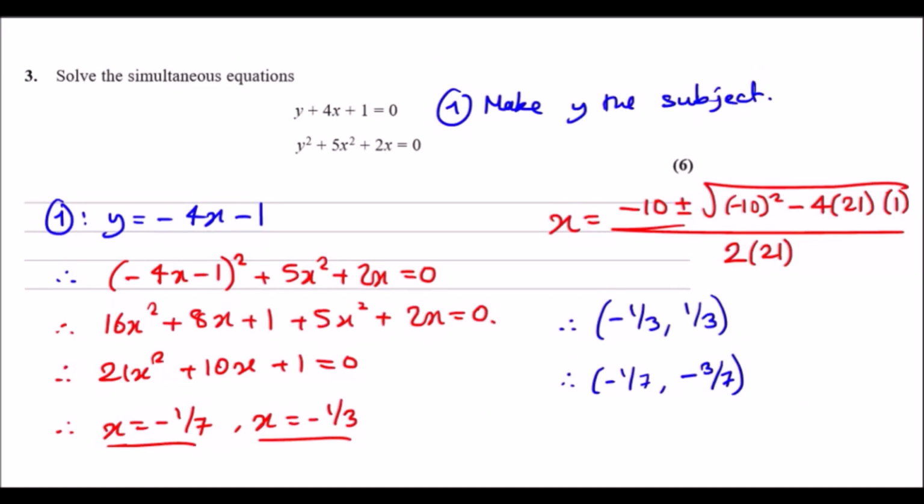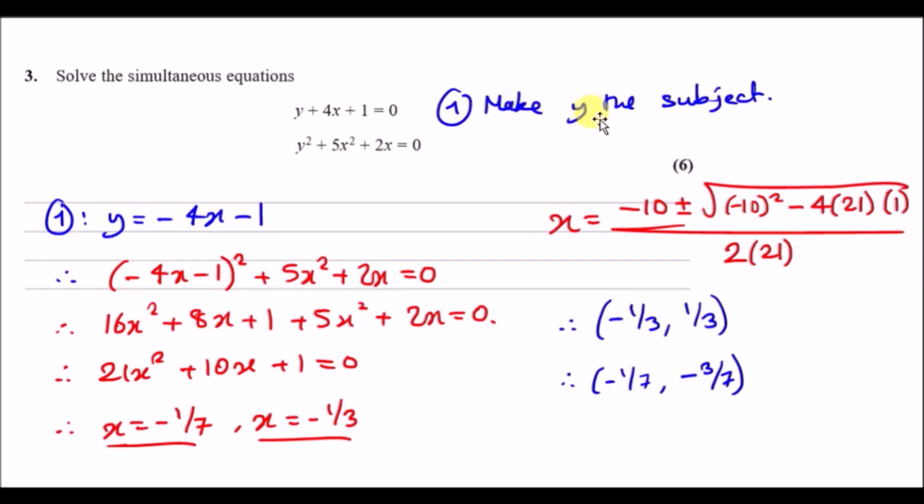So number 3, solve the simultaneous equations. All right, fair enough. For these kinds of pairs, you'll realize you get a linear term here and then a quadratic term. My tip is to always make y or x the subject from the linear equation, the first one.